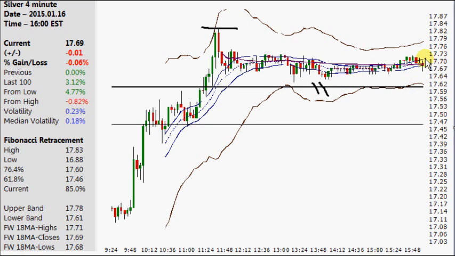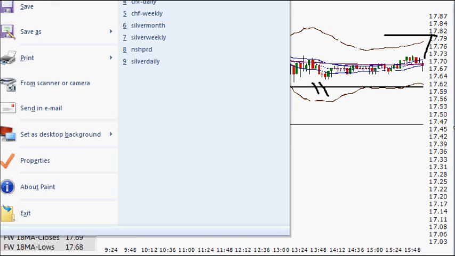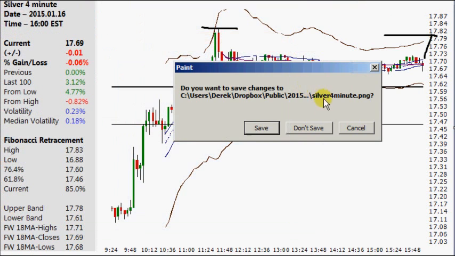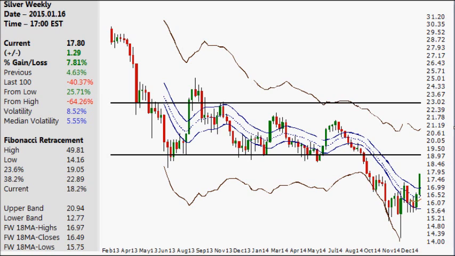And then after the market closed at 4 o'clock, it rallied up to 1780. So it actually went up a little bit more at the end of the session. So now let's move this on to the weekly chart for silver. And for the week, it gained $1.29, up 7.1% after it gained 4.63% the previous week, down 40% over the last 100 weeks, up 25% from this point in here.